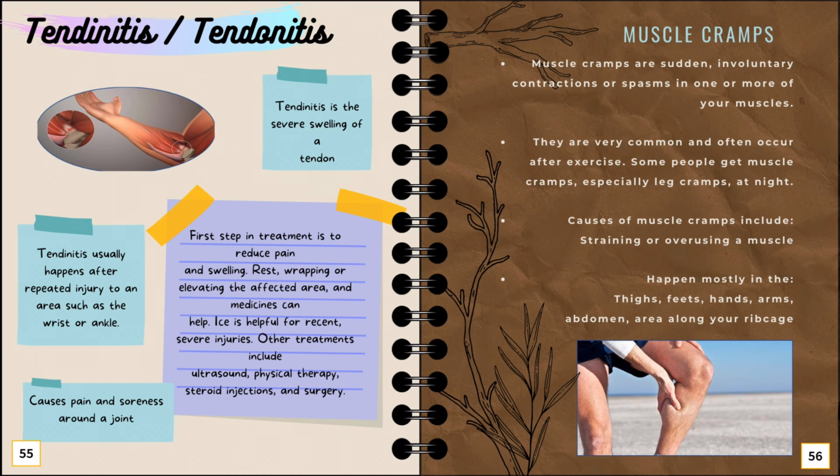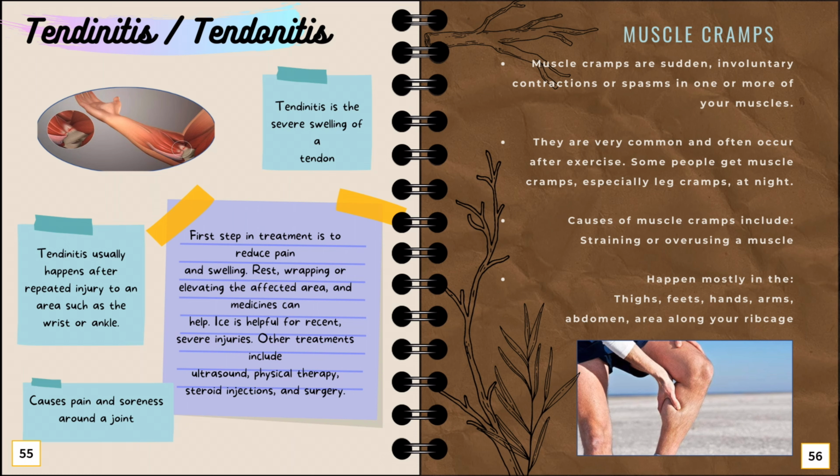Other than that, we have tendinitis, or we can also call it tendonitis. Tendinitis is the severe swelling of a tendon, and it usually happens after repeated injury to an area such as the wrist and ankle. Tendinitis can also cause pain and soreness around a joint. The first step in treatment is to reduce pain and swelling. Rest, wrapping, or elevating the affected area and medicines can help. Ice is helpful for recent severe injuries. Other treatments include ultrasound, physical therapy, steroid injection, and surgery.